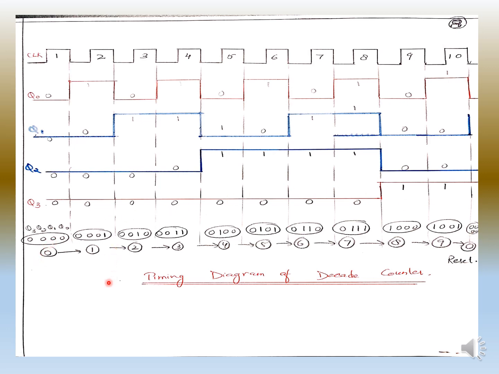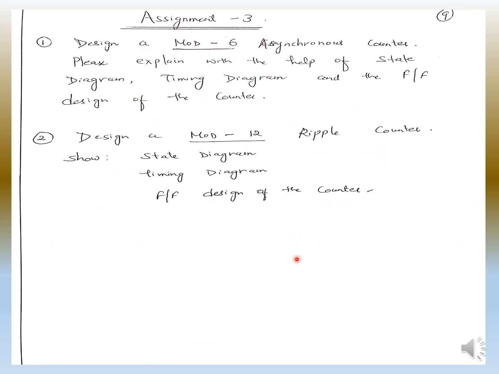You understand? So this is basically the timing diagram of the decade counter. So you can design any counter like mod 6, mod 7, mod 5, mod 4, mod 3, mod 12, mod 14, any counter with this universal circuit. Okay. Now coming to the next slide.